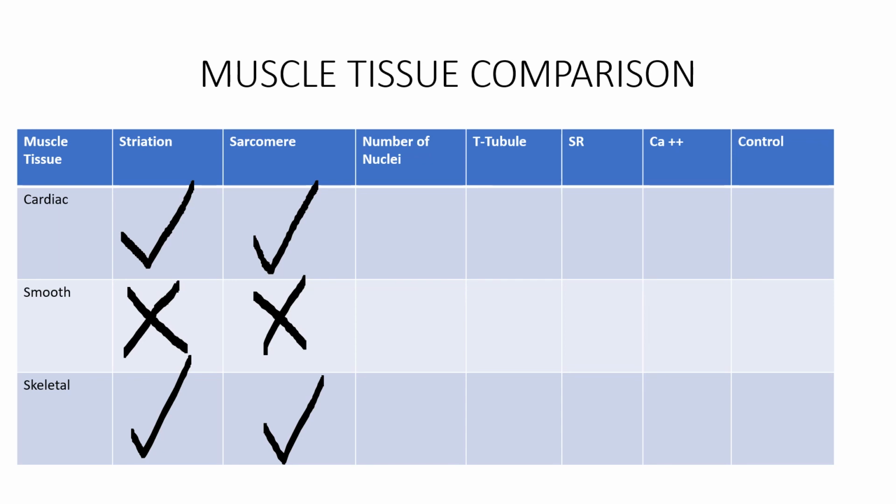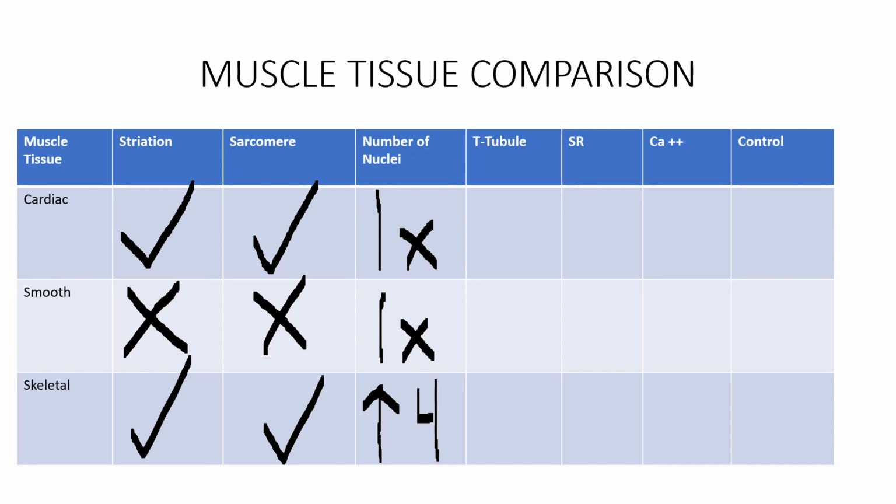Number of nuclei. Remember, cardiac, any involuntary, is going to be uninucleated. So I'll just put 1x for 1 or uni. Cardiac and smooth are uninucleated, and skeletal muscle is multinucleated. So I'll put 4 or more, right? There's a lot. I don't want to put 2x, meaning 2. There's a lot more than 2. It's multinucleated.